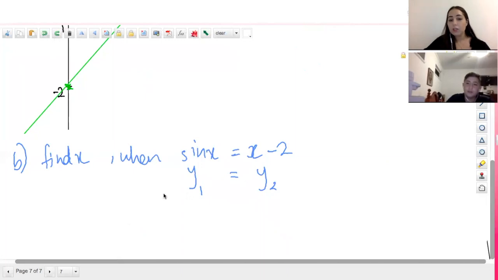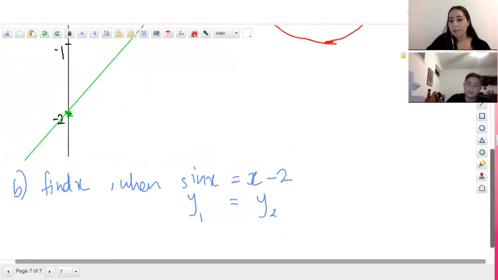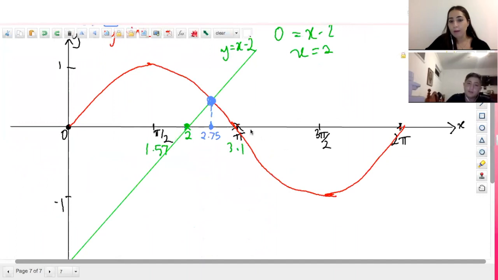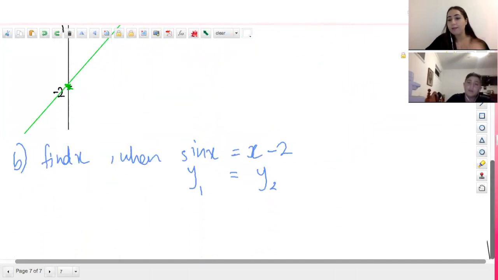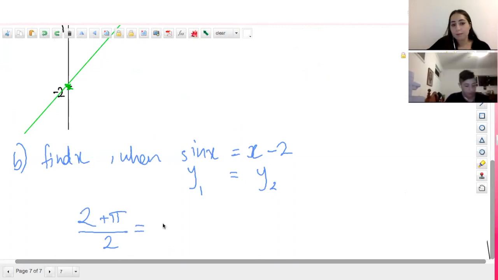You can just do it like this. If you want to find the midpoint between 2 and pi, you add them together and then divide by 2. So 2 plus pi, divided by 2. Then you put that in your calculator, to two decimal places. 2.57. Awesome. There you go.